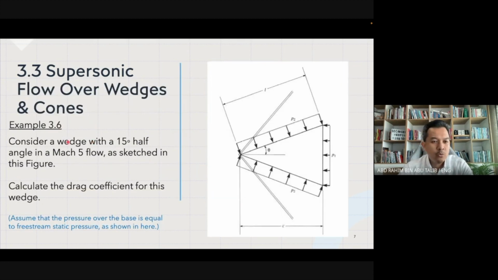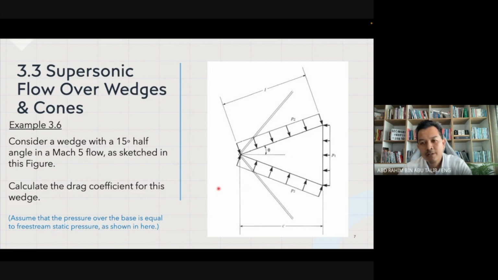So let us look into example 3.6. This is a continuation from last week. You want to consider a wedge with a 15 degree half angle, theta is 15 degrees, in a Mach 5 flow. The Mach number is 5, as sketched in this particular figure. What you need to do is calculate the drag coefficient, CD, for this wedge. Assume that the pressure over the base is equal to the free stream static pressure as shown over here.